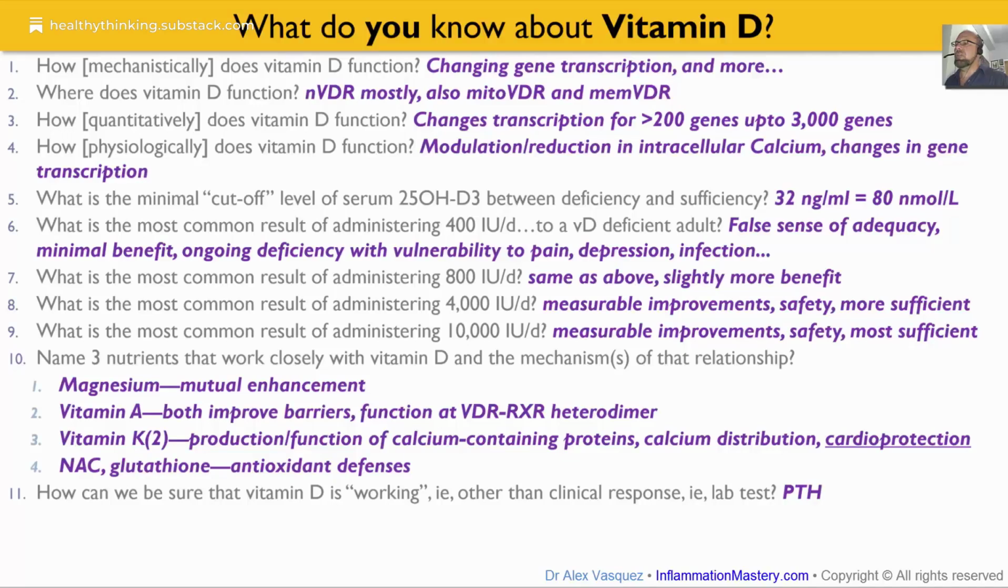Question number 11, how can we be sure that the vitamin D is working on a cellular level? What lab test could we use? And I think the test that's going to become more popular in the future is looking at parathyroid hormone levels.